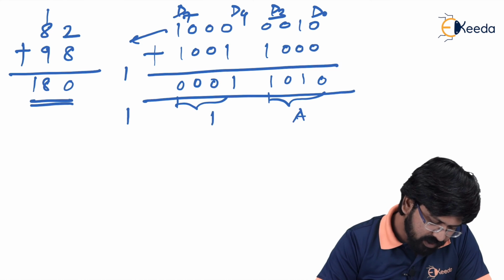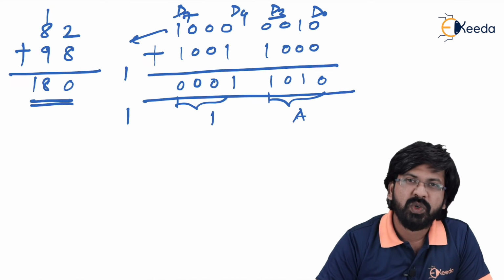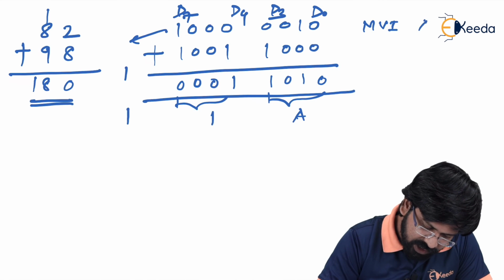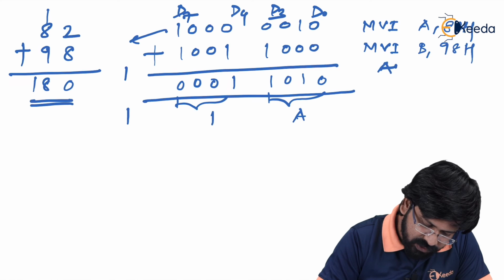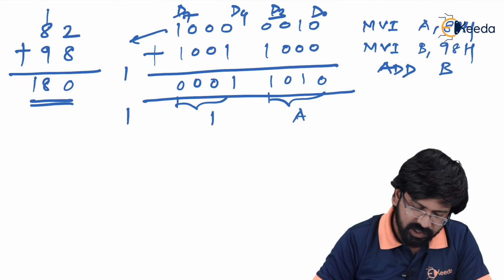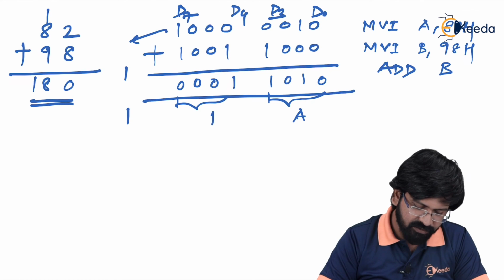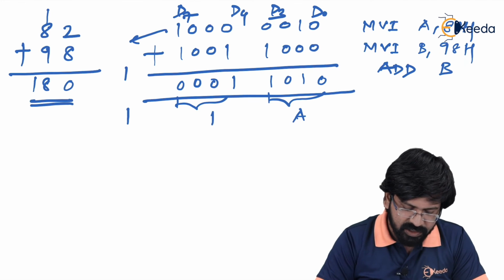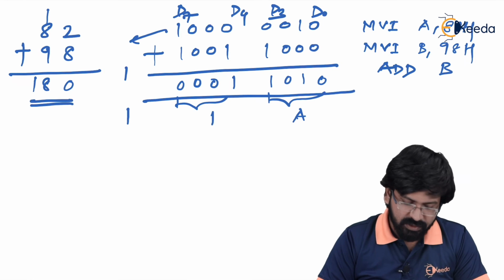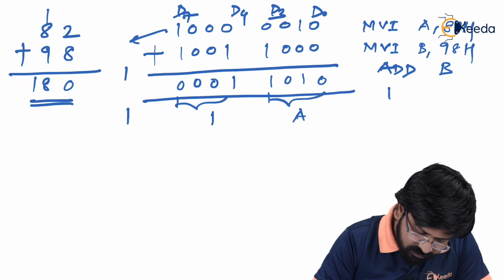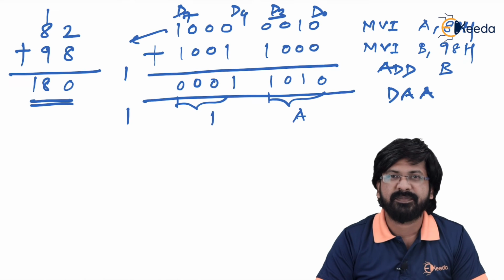To perform 82 plus 98, we'll load 82 into the accumulator by writing the instruction MVI A, 82 hex, then MVI B, 98 hex, and of course to do addition we use the ADD B instruction. But after the ADD B instruction, what we have in the accumulator is 1A along with carry flag as 1. So the resultant answer is 11A, which is not equal to 180. So of course there is some problem, and to correct this I'm writing the instruction called DAA, right?